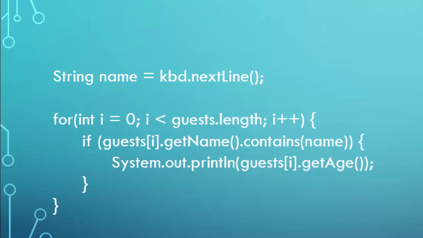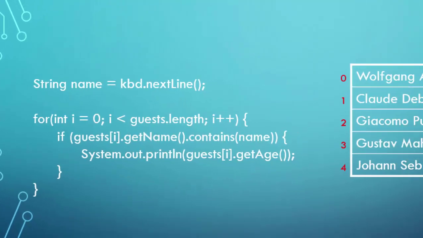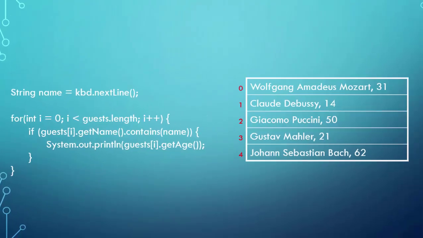out their age. Let's see this animation in action, and I apologize, the highlighting of the guests on the right side is not particularly ideal, but you can normally tell which one is correct. So we start by running our program. We get the input from the user. Let's say they type in Puccini.